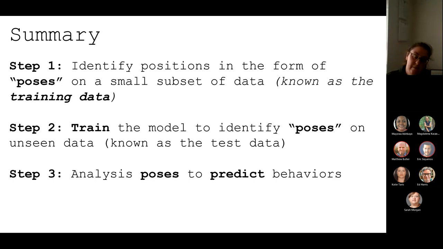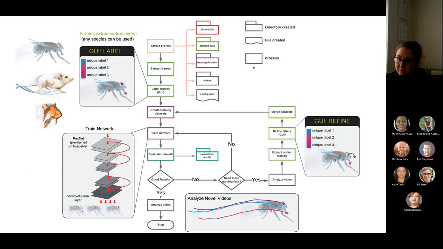The actual step three, analysing the poses to predict behaviours, is a whole new kettle of fish. There's multiple different GitHub repos. You can use Simba, which is why I want to do another session on this, but you can also use other different tools. Some of them are really raw statistics, time series stuff. So I want to spend a little bit more time on understanding all the different applications and then picking the best one for the purpose of my data.